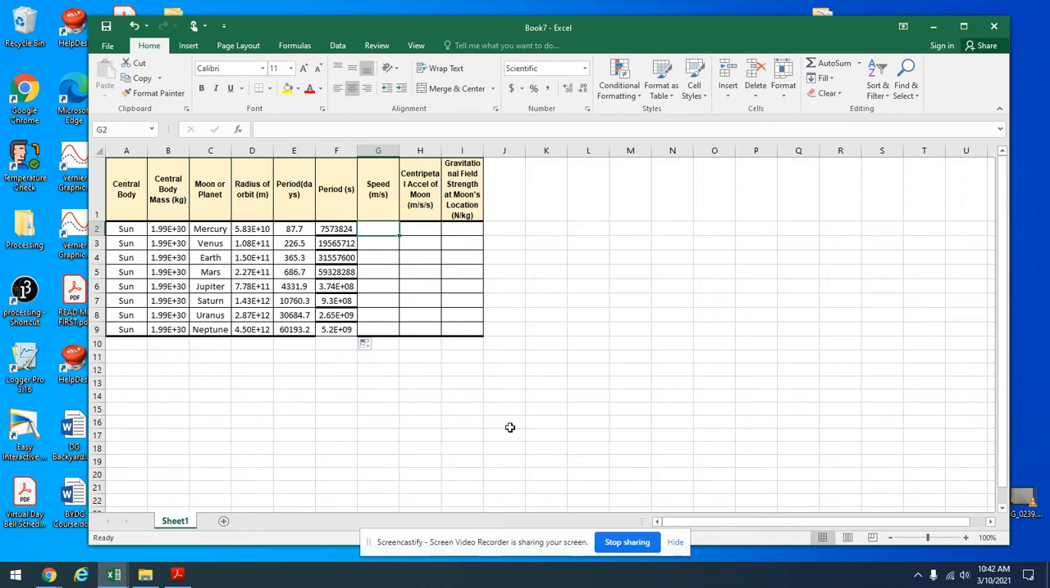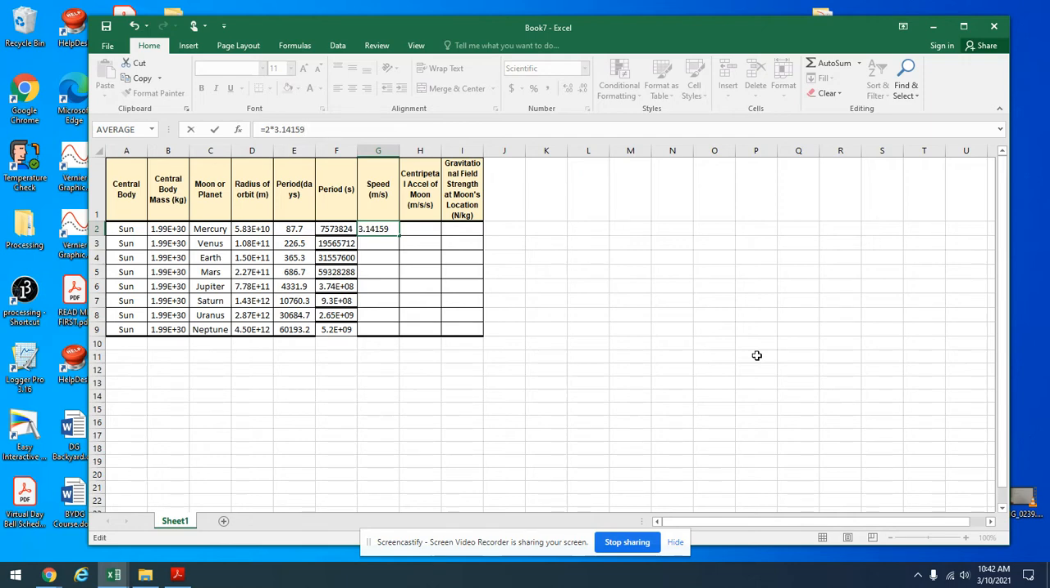Okay, now how do we find the speed? The speed of something moving in a circle is the circumference of the circle divided by how long it takes to go around the circle, or in other words, the period. So the speed is 2 pi r over the period. So let's see if we can do that. So that's going to be equal to 2 times pi, 3.1159. That's certainly enough digits there.